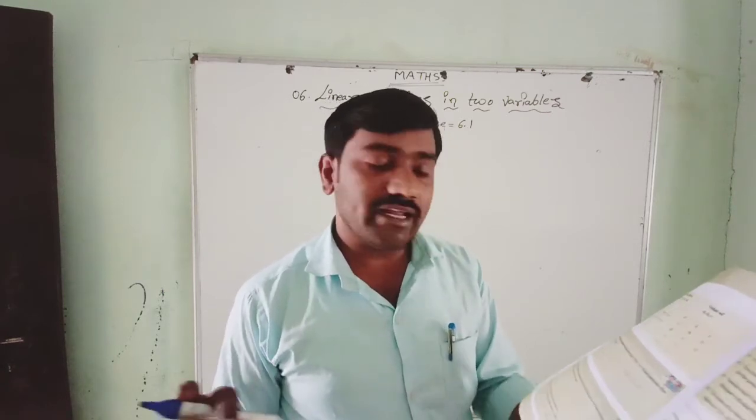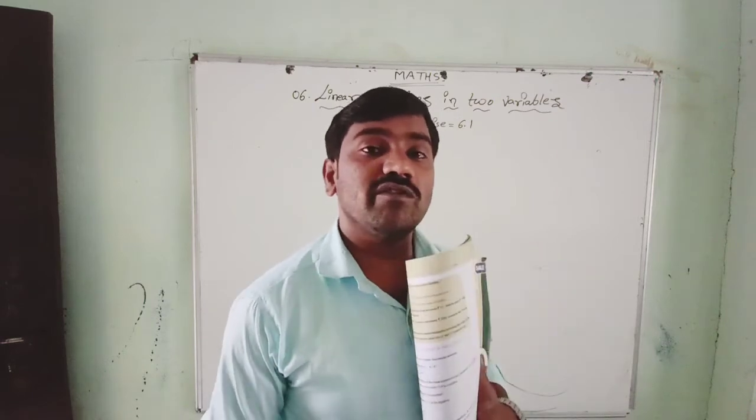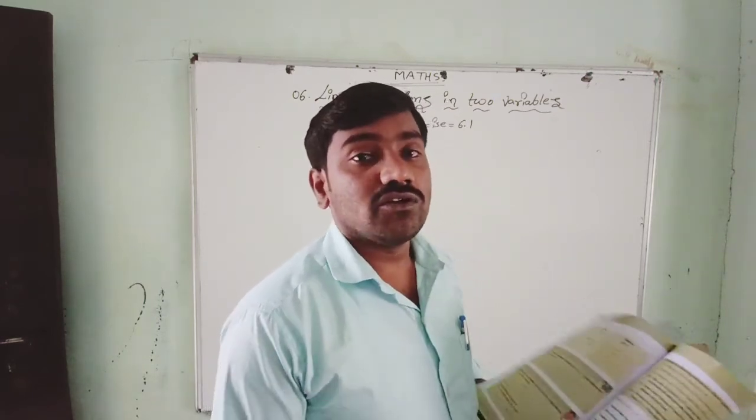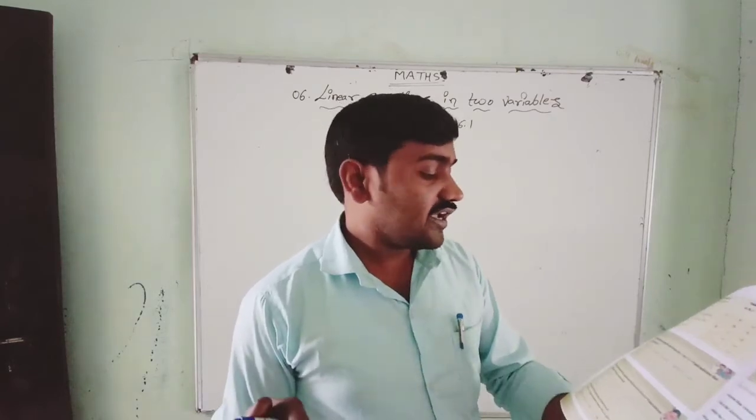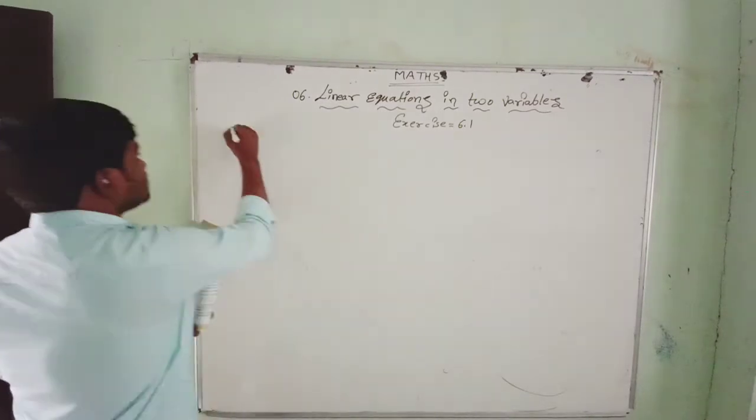Express the following linear equation in the form of ax plus by plus c equal to 0. What is ax plus by plus c equal to 0? It is the general form of a linear equation in two variables. So indicate the values of a, b, c. Also we need to find out the values of a, b, c. This is the first bit.